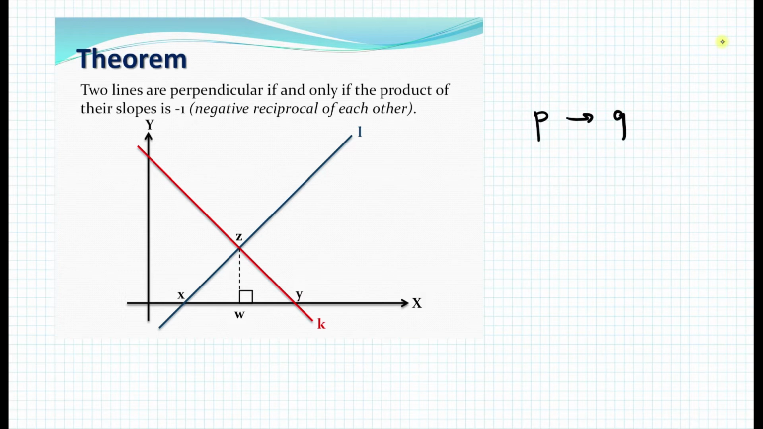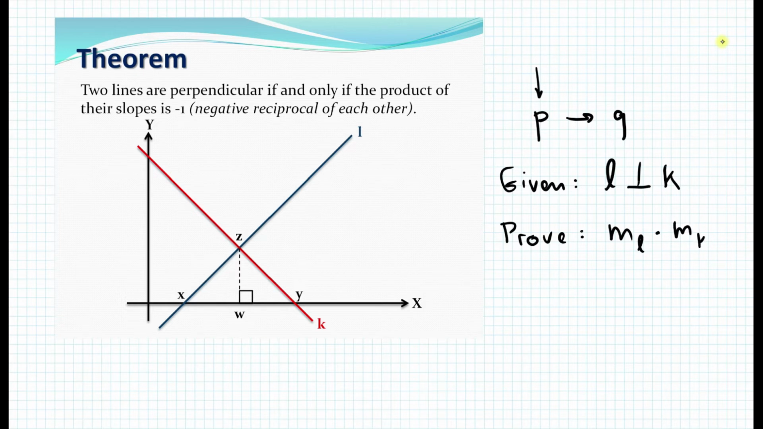Let's say we want to prove this statement, if P then Q. If two lines are perpendicular, then the product of their slopes is -1, okay? So let's think about what is given in this case. Well, the given is always the hypothesis, okay? So let's write given. In this case, the lines are perpendicular. So L perpendicular to K, or line L perpendicular to line K. And we want to prove the following, that the product of the slopes is -1. Okay, so let me call it M sub L times M sub K equal to -1.